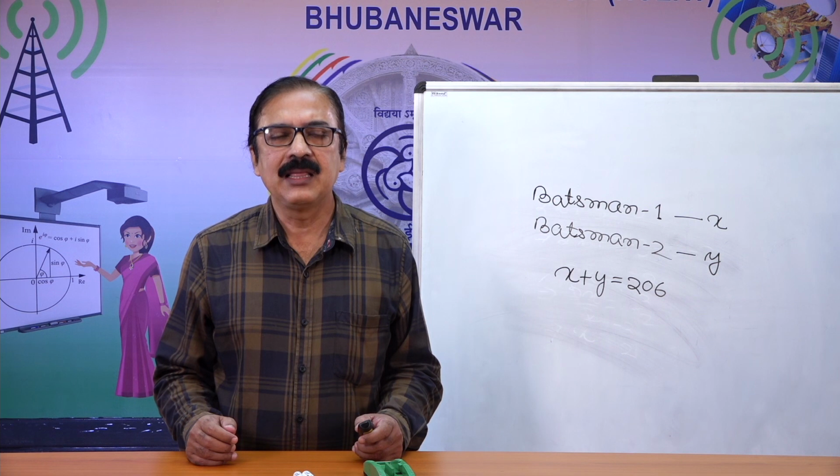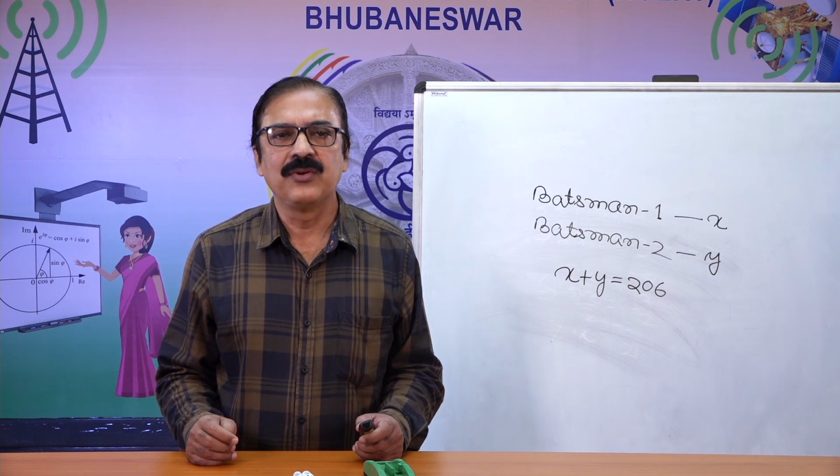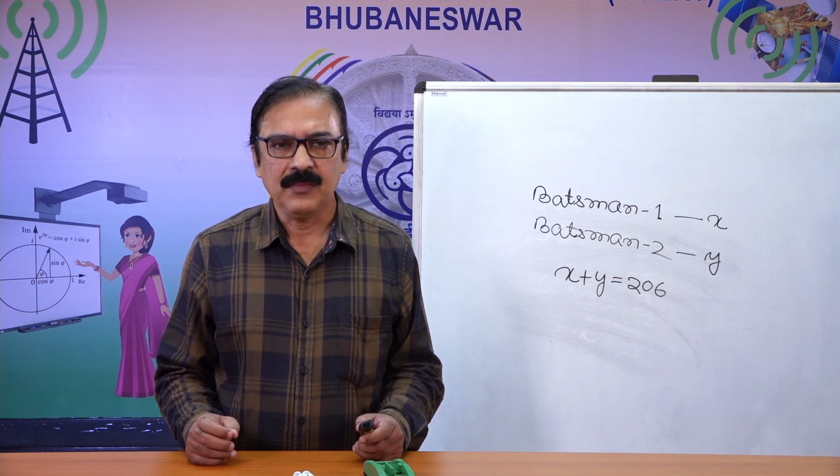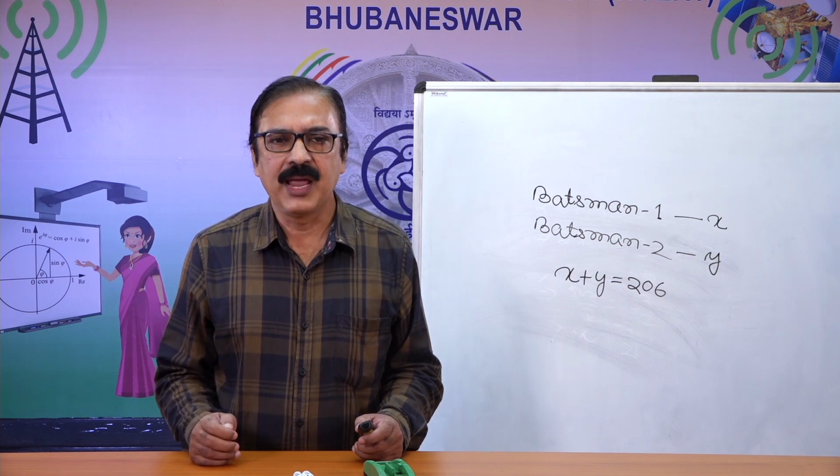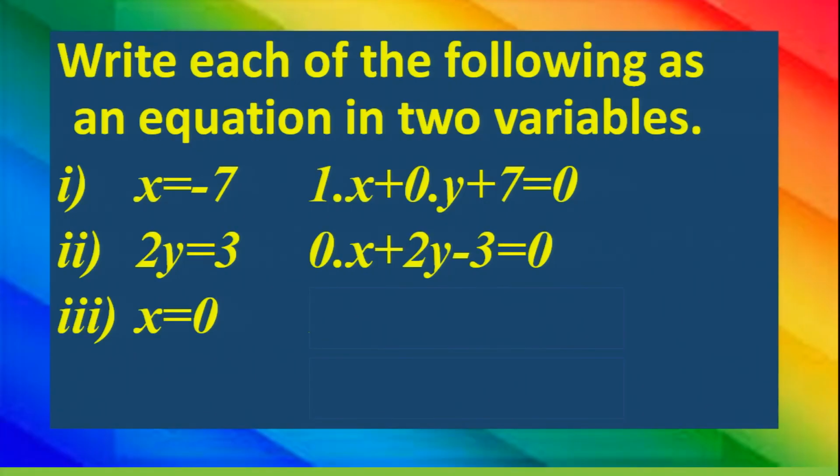Now let's see another example, x equal to 0. Here the coefficient of x is 1. Then what is the coefficient of y? As it is absent, its coefficient is 0. We can write 1 into x plus 0 into y plus 0 equal to 0. So what is a? A is 1. What is b? B is 0 and here c is also 0.